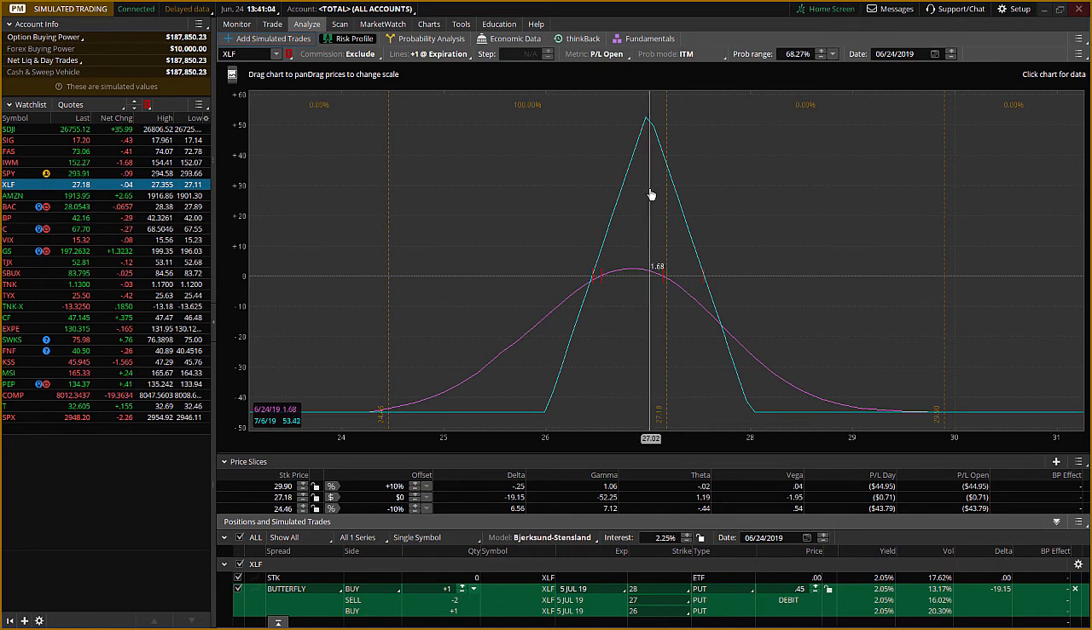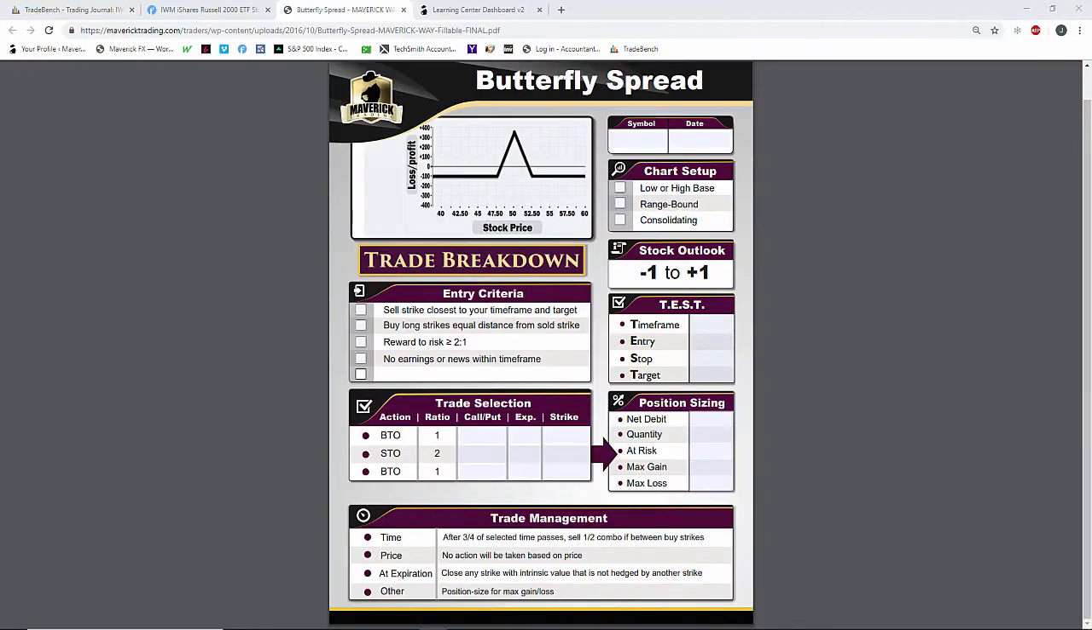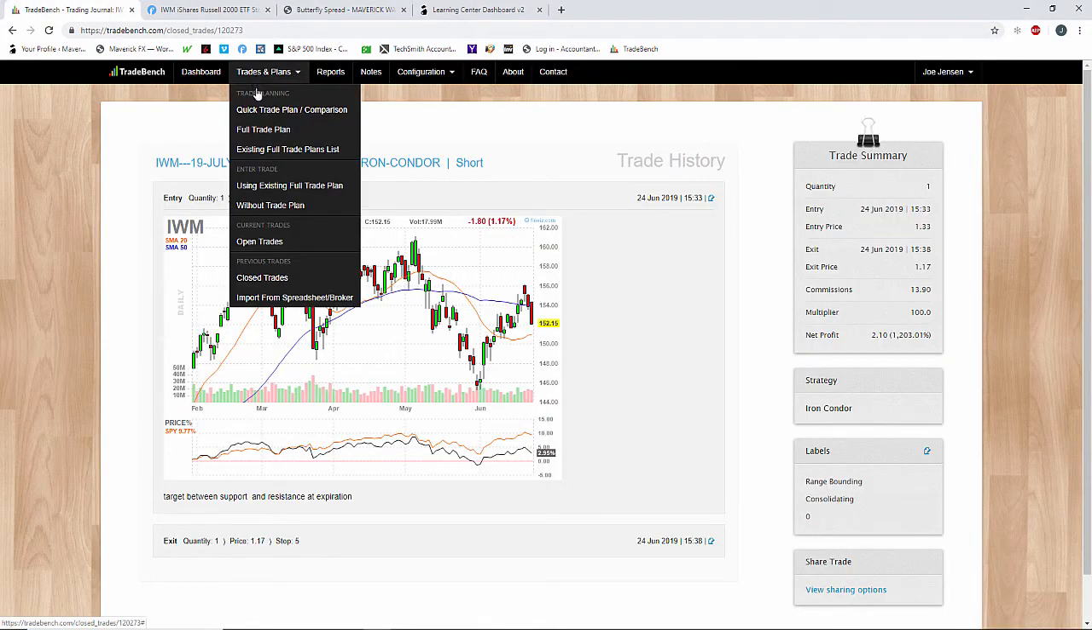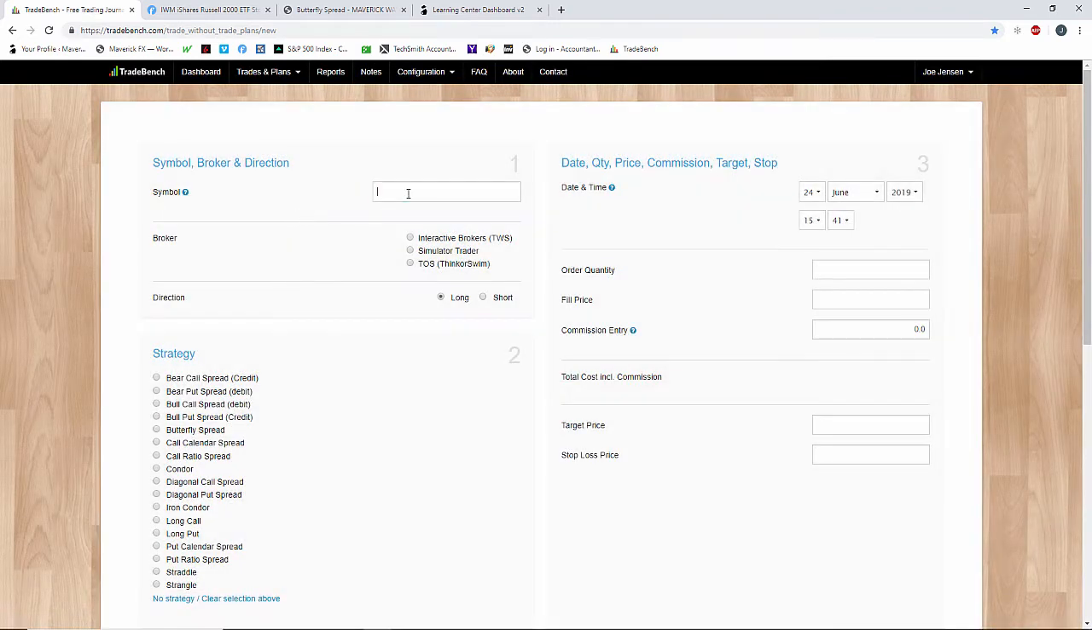But that's not important. What's important is how to put this into the Tradebench, which is very easy. This is a net debit. It's 45 cents. So let's go to our Tradebench. And I'll move this over so I can copy it in. And let's go to our trade. I'm going to go without a plan. Once again, I can build this as a plan, go through the checklists. This is going to be our XLF.